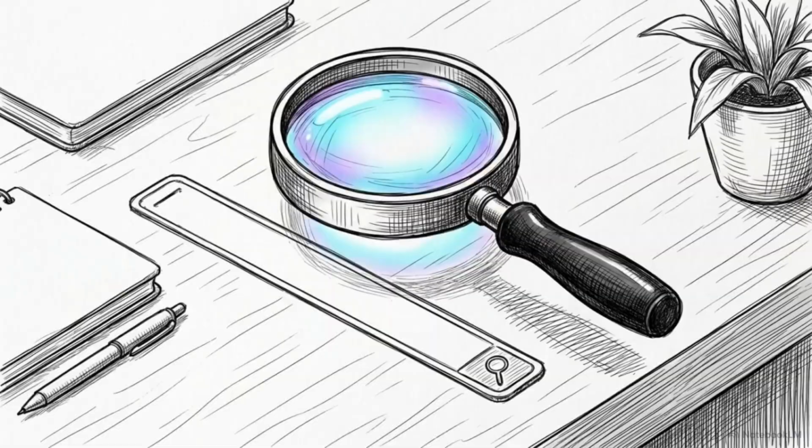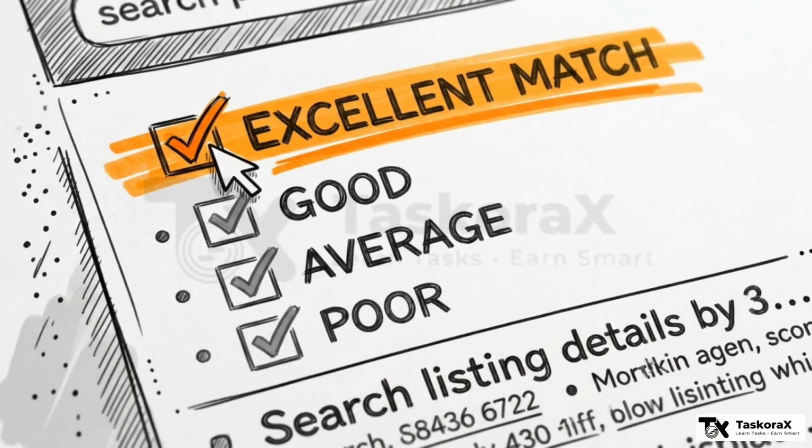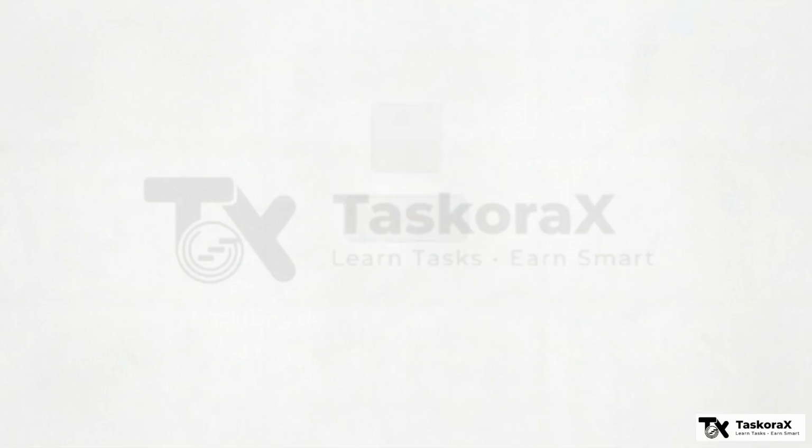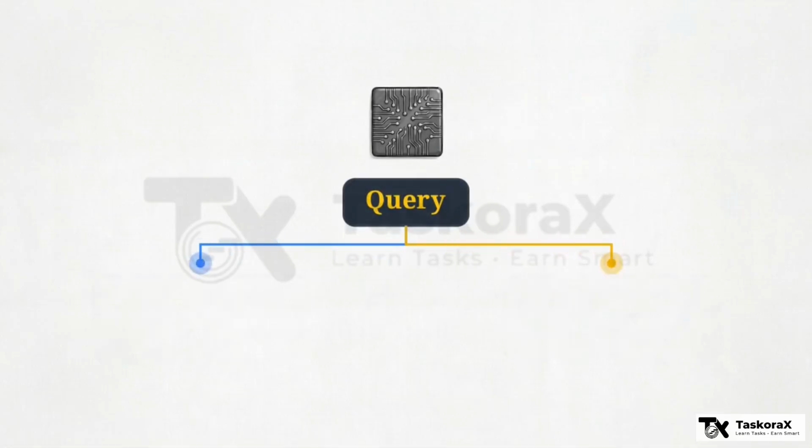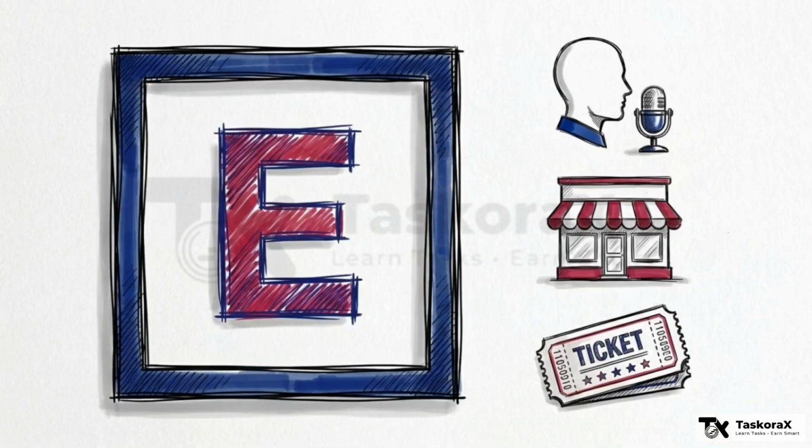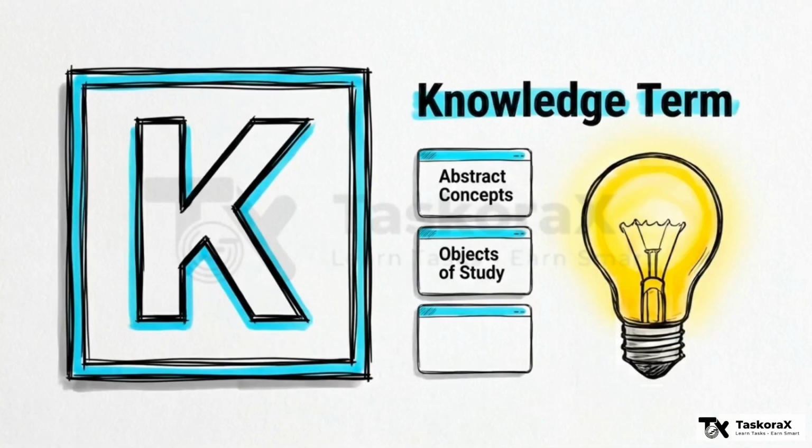The objective of search grading is to evaluate a specific result from start to finish to objectively determine if it satisfies a user's core need. Every query target falls into one of two primary categories. The first is a named entity, which includes capitalized nouns like specific people, brands, or events. The second is a knowledge term, covering the abstract concepts and objects of study that users want to learn about.